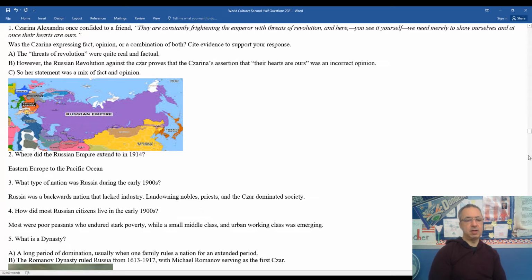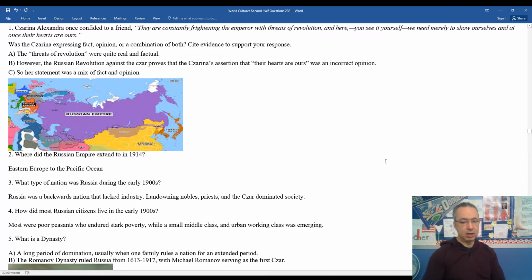Number two, where did the Russian Empire extend to in 1914? From Eastern Europe all the way to the Pacific Ocean. So a very vast empire. You can kind of see it outlined there in the purple on the map. So Eastern Europe through the Pacific Ocean, basically bordering just north of China. And then the northeastern corner of the Soviet Union is not too far from Alaska in North America.